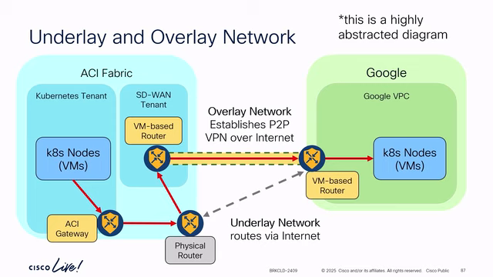On the left, we have a Kubernetes tenant in ACI. We have Kubernetes nodes as VMs. These could be bare metal servers. In the end, we deploy what's called a tenant, which is a construct in ACI to provide logical separation. We deploy our virtual machines in here. We have a gateway in ACI, which is where we send all our traffic. So a default all zeros route says the traffic goes to the gateway.